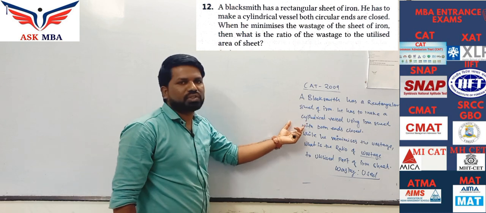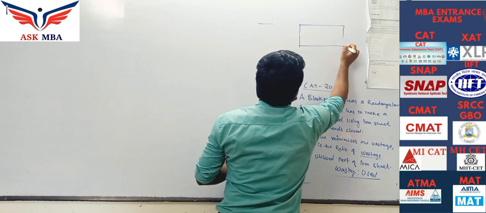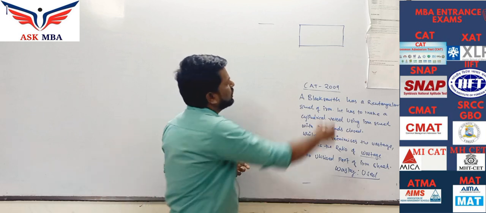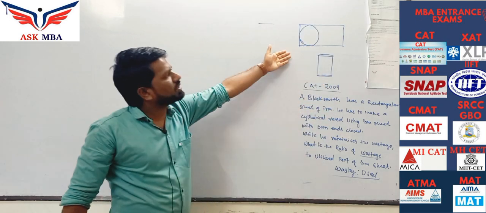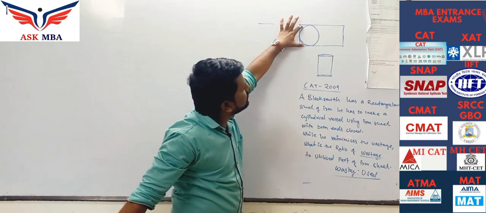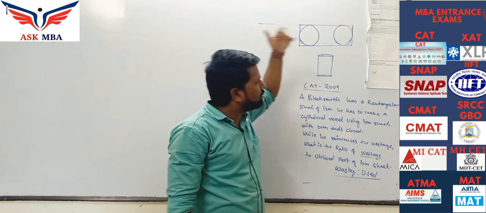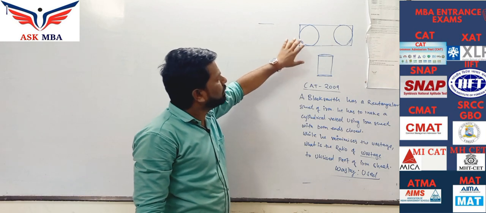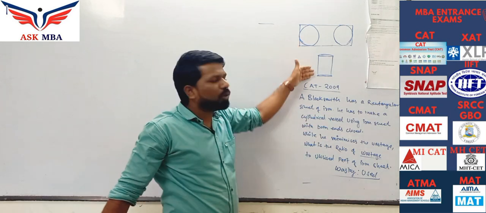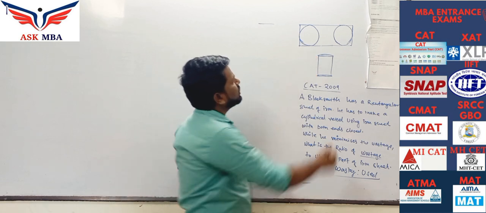Now let us try to understand this question using a diagram. He has this kind of rectangular sheet. Now he has to make a cylindrical vessel using this iron sheet with both ends closed. This is how I will cut a circle from the rectangular sheet. This is the part which will be your wastage. This is how we will cut these two circles, keeping in mind that I have to minimize the wastage. So far we have top and bottom. What else do I need? I need a height for this, so I'll cut it from here.